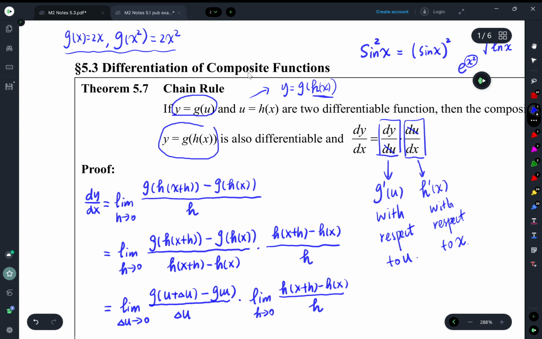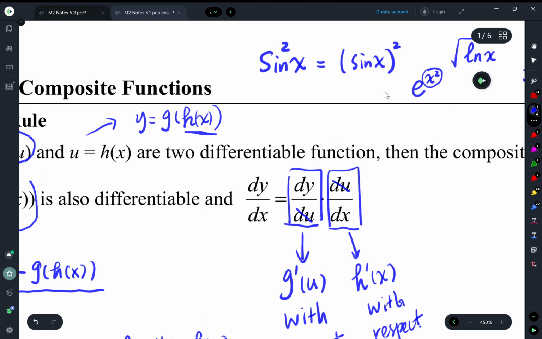I'll give you another example. Another example is sine squared, sine x squared. Now sine x is a basic function. Sine x squared is a composite function. Why is it a composite function? It puts sine x inside something squared. Thus, the square is a function, and then you put sine inside. So that's a composite function.